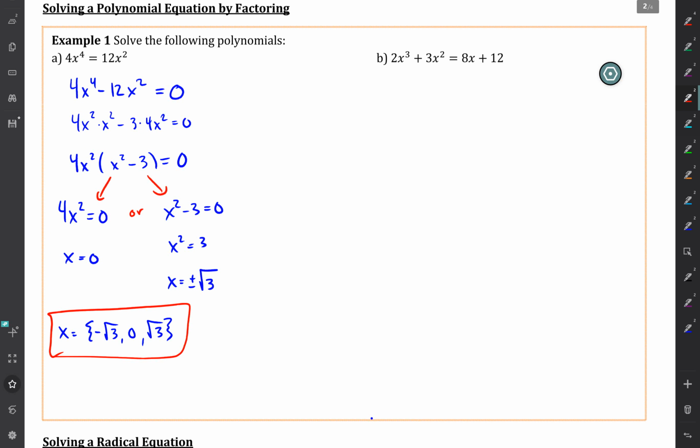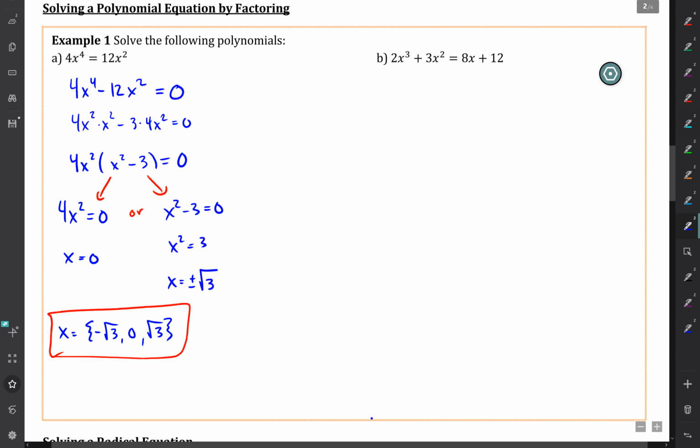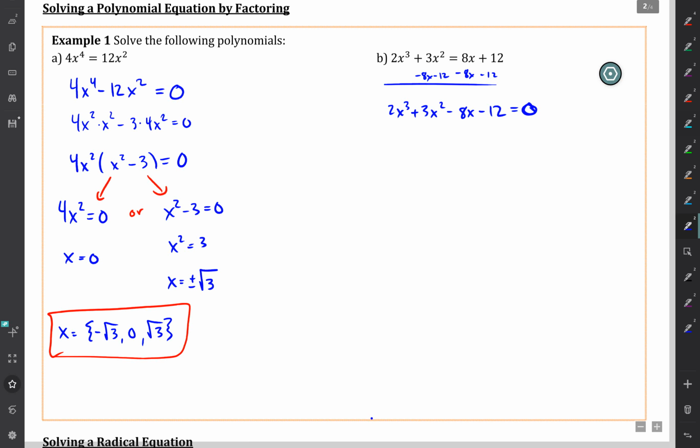Okay, in the next example, we're going to start by moving everything over to the left-hand side again. So I'm going to subtract 8x and subtract 12 from both sides to get 2x cubed plus 3x squared minus 8x minus 12 equals 0. And then we're going to look for a common factor, although this one's a lot trickier.